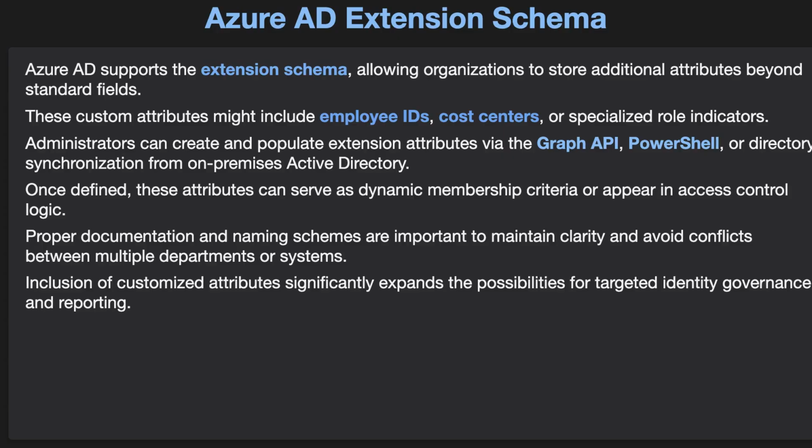Azure AD supports the extension schema, allowing organizations to store additional attributes beyond standard fields. These custom attributes might include employee IDs, cost centers, or specialized role indicators. Administrators can create and populate extension attributes via the Graph API, PowerShell, or directory synchronization from on-premises Active Directory. Once defined, these attributes can serve as dynamic membership criteria or appear in access control logic. Proper documentation and naming schemes are important to maintain clarity and avoid conflicts between multiple departments or systems. Inclusion of customized attributes significantly expands the possibilities for targeted identity governance and reporting.